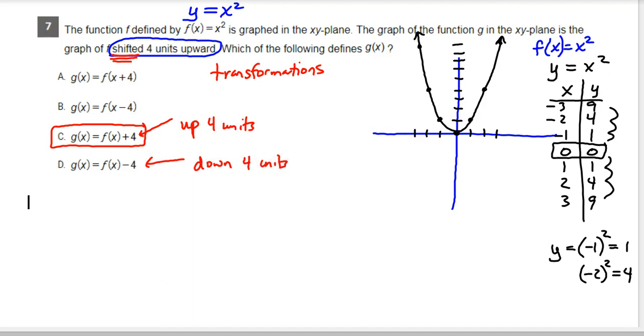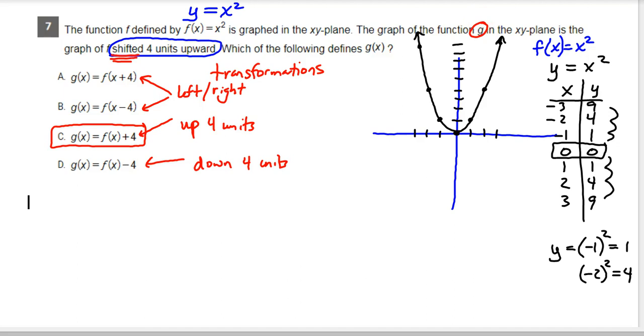And these things right here, when it's inside the parentheses, that affects left and right, and it's kind of opposite how you would think. So I'm going to open up Desmos, which is a free online graphing calculator, to show you the difference between those. But this G function that they're talking about here, it said G is shifted up.